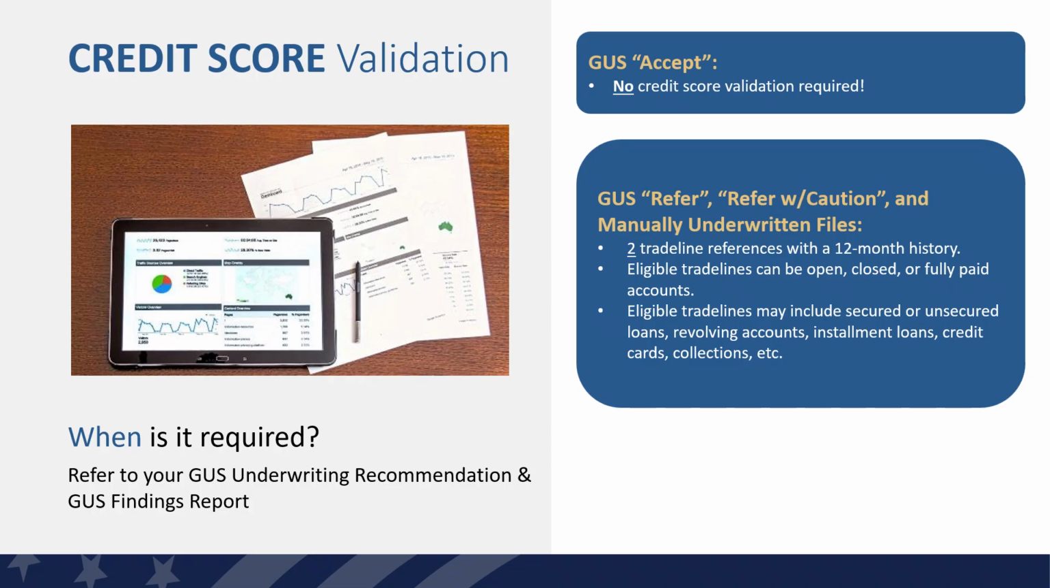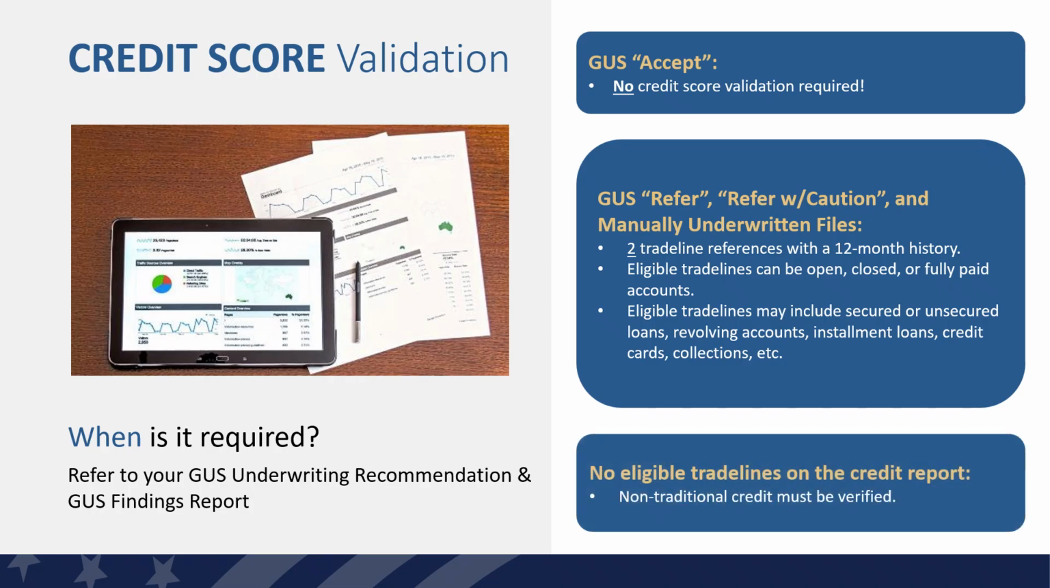Eligible trade lines for validating the credit score can include open, closed, or fully paid accounts, as long as there is a payment history. These can be secured or unsecured loans, revolving accounts, installment loans, credit cards, collections, charge-off accounts, and more. If a credit report has no score, it must meet non-traditional trade line requirements.